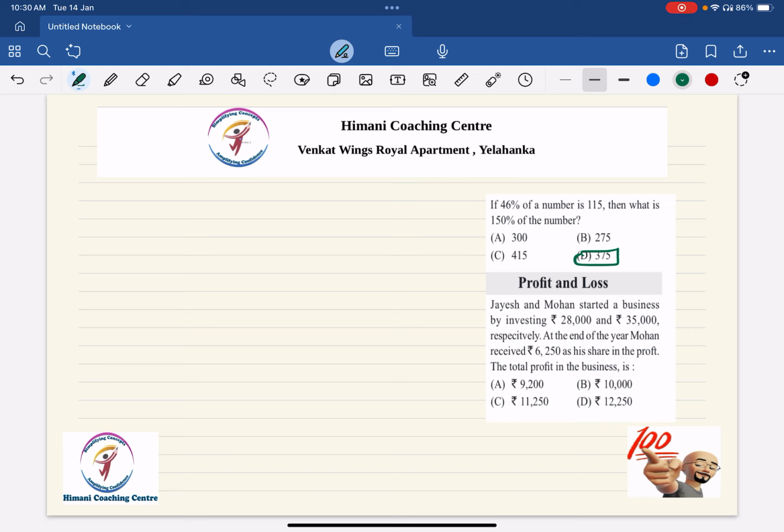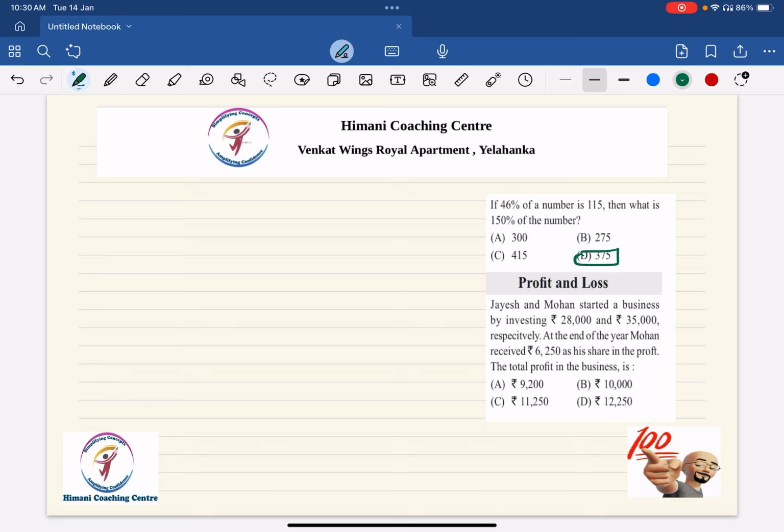Now let us move to the next question. Jayesh and Mohan started a business by investing 28,000 and 35,000 respectively. At the end of the year, Mohan received 6,250 as his share in the profit. The total profit in the business is.